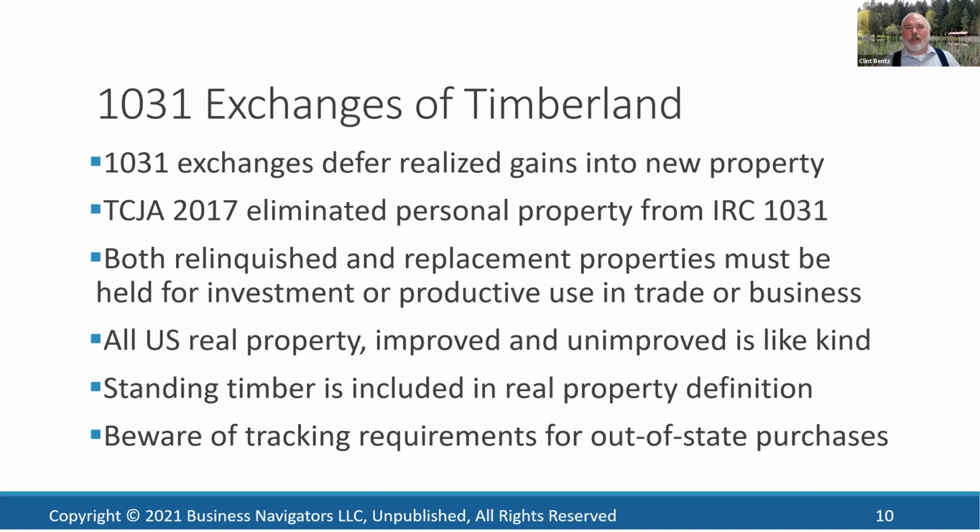The good news is that all real estate in the United States, whether it's improved or unimproved, is considered like kind. So you can exchange a vacant lot for an office building in downtown Portland. You can exchange farmland for timberland. You can exchange any type of property for a strip mall or rental real estate. All real estate is considered like kind as long as it's located in the United States. You can't take property in the United States and exchange it for property outside the United States. A property outside the United States is not considered like kind, but all real estate in the United States is. So we can do a 1031 exchange.